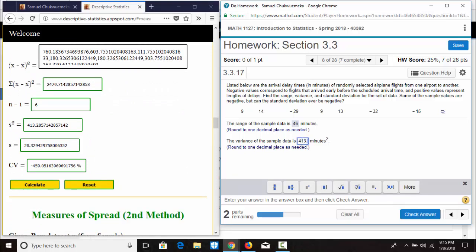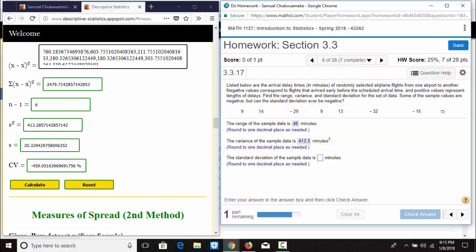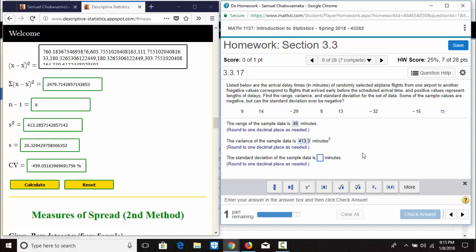The range is 46. The variance S squared is 413. Anything you square, the variance must always be positive. If you square anything, it will give you a positive number. So to one decimal place, it will be 413.3. Okay. The standard deviation to one decimal place will be 20.3.